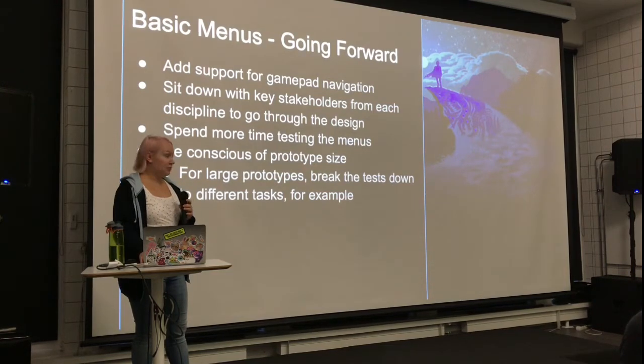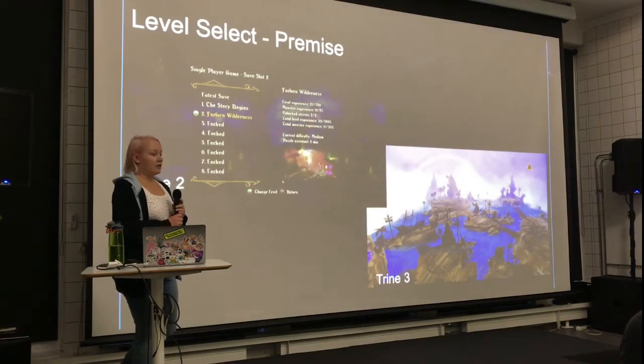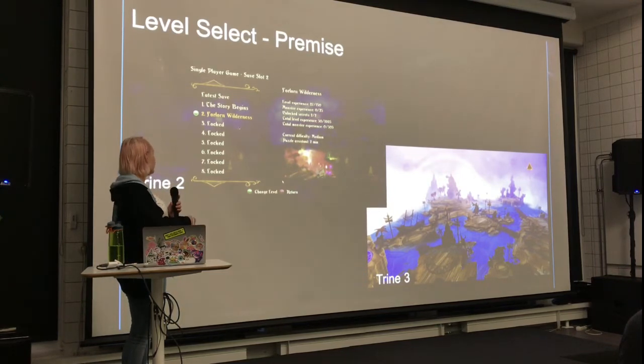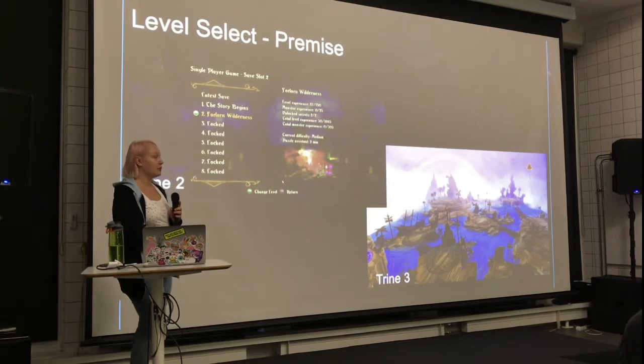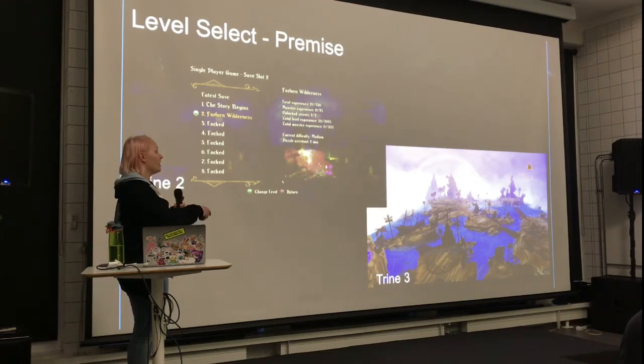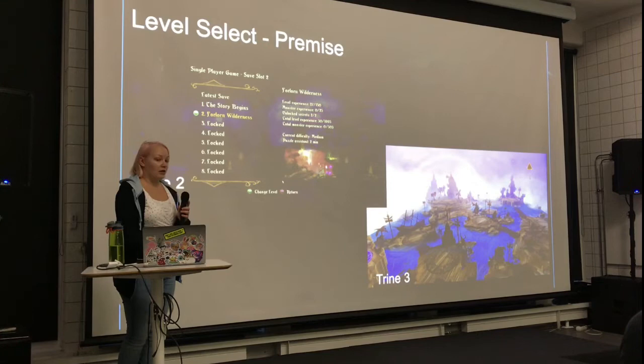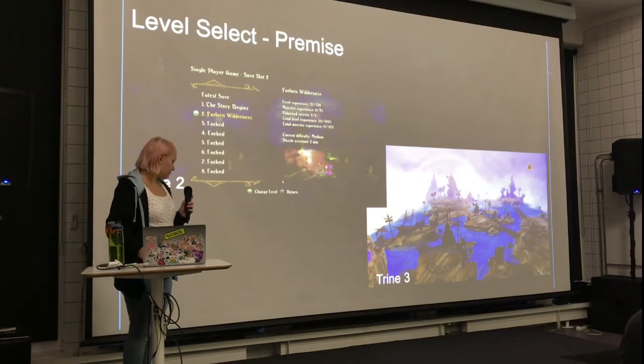But yeah, all in all, this went fairly quickly and well. Next is level select. What we had before in Trine 2 was a list of the levels, and then a wall of text of all the information that you might want to know. I'm not sure if you can make it out, this is a fairly big screen, but the point is that there's a lot of text there. There's the experience you got from different places, what your difficulties were, all these sorts of things.